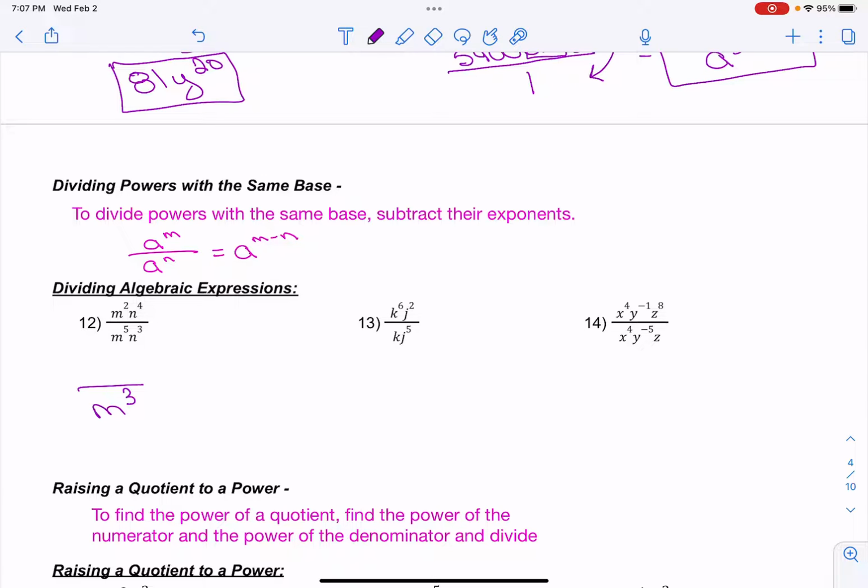And then our other variable we had was n to the fourth and n to the third. So again, same base, so we have to subtract our exponents. Our exponents are 4 and 3. 4 minus 3 is just 1. And 4 was our bigger exponent, which was up top. So that means our final n variable would be up top. And in this case, we were just left with n, since 4 minus 3 was 1.